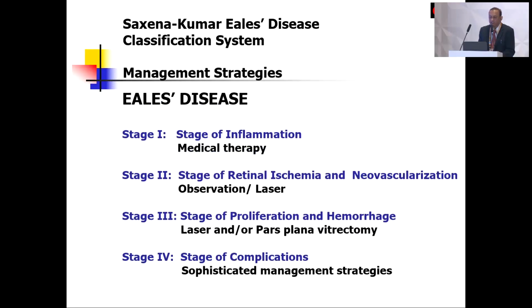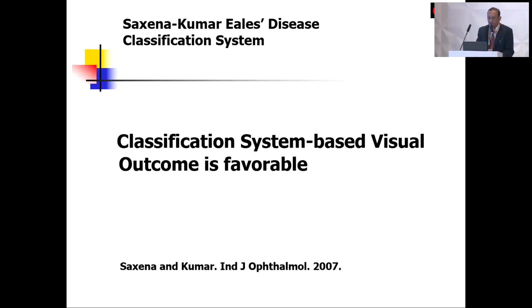Now, based on these stages, likewise, we have developed and proposed the management strategies. Stage 1, the stage of inflammation, has medical therapy. Stage 2, the stage of ischemia and neovascularization, has either observation or laser. Stage 3, the stage of proliferation and hemorrhage, has either laser or pars plana vitrectomy. And stage 4 of complication requires more sophisticated strategies.